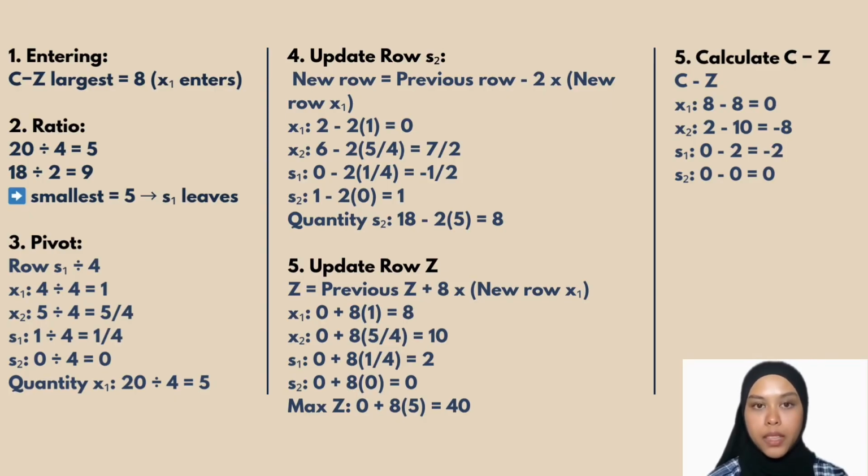After that, we update the second row, which is the S2 row. New S2 row equals previous row minus 2 times new row of x1. The answer is 0, 7 over 2, negative 1 over 2, 1, and 8. The next step is we update the Z row. Z equals previous Z plus 8 times new row of x1. The answer is 8, 10, 2, 0, and 40. Finally, we calculate C minus Z, and the answer is 0, negative 8, negative 2, and 0.